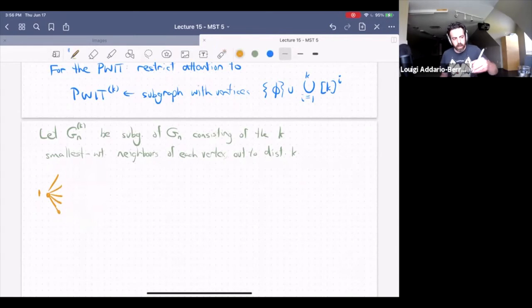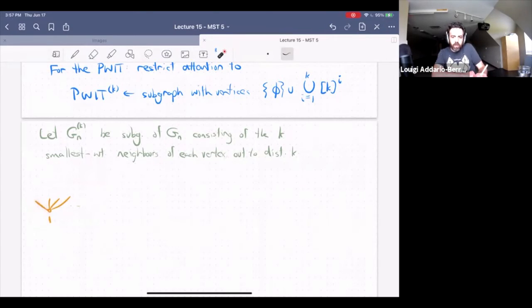That's just because, maybe I'll draw it vertically to agree with the drawing of the PWIT there, if this is the smallest weight neighbor of vertex 1, this is a very small weight edge. So there's good odds that the smallest weight edge leaving this vertex actually points back to vertex 1. But I'm interested in exploring toward the unexplored part of the graph. So I'm going to take my k going outward.